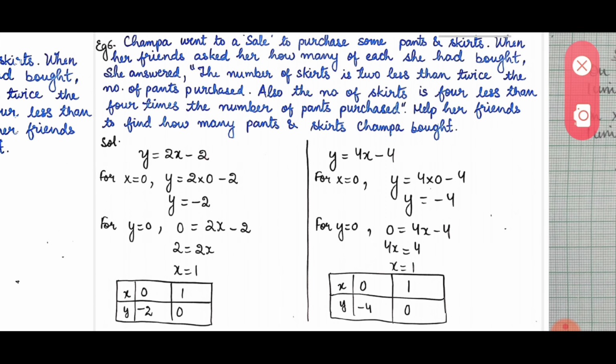Now, the first equation was y equal to 2x minus 2. Let us find the points for this. For this I am putting the value of x as 0. Then you will get y equals to 2 into 0 minus 2 or y equals to minus 2. Okay, note the value of x and y in the box.